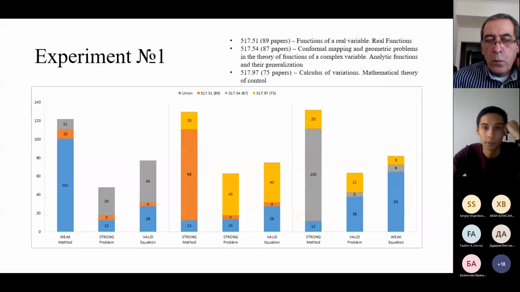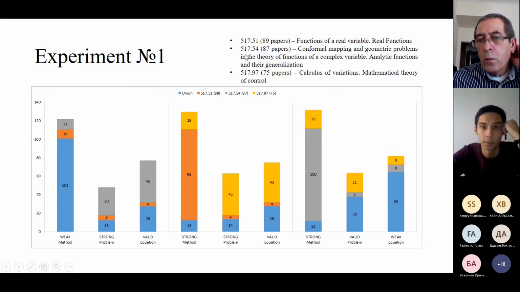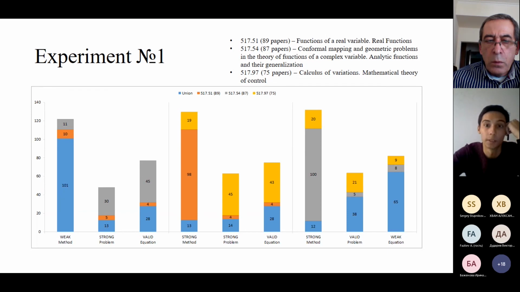В первом эксперименте мы использовали подколлекцию с кодом 517.51 объемом 89 статей. Это функции действительных переменных. Подколлекцию 517.54 объемом 87 статей. Это конформные отображения и аналитические функции. И подколлекцию 517.97, 75 работ. Это вариационное исчисление и математическая теория управления.